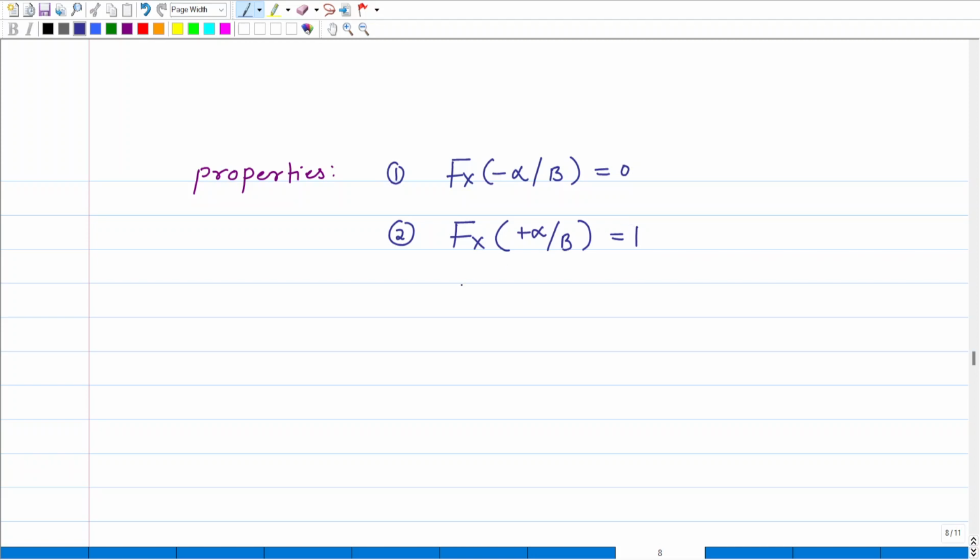Here X less than or equal to plus infinity covers the entire sample space. So the probability of the sample space is equal to 1. And the third property: the CDF, or the conditional distribution function, is bounded by 0 and 1.